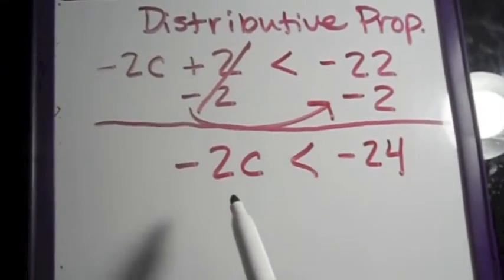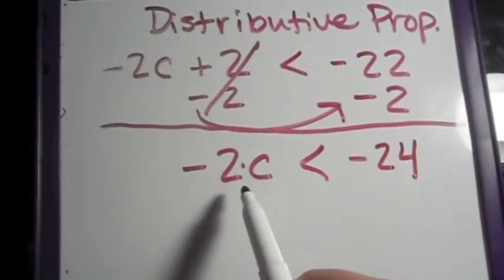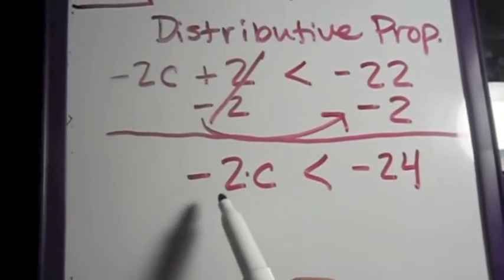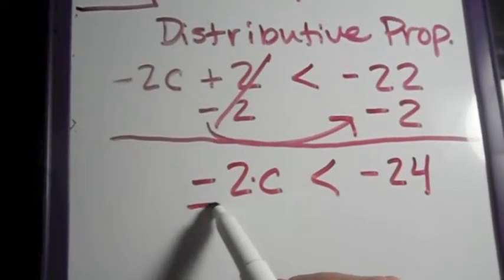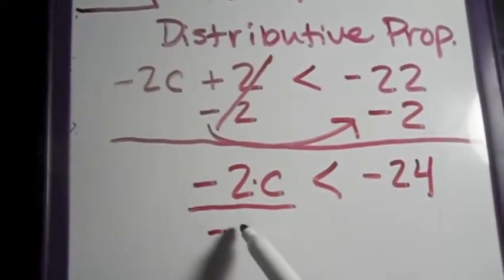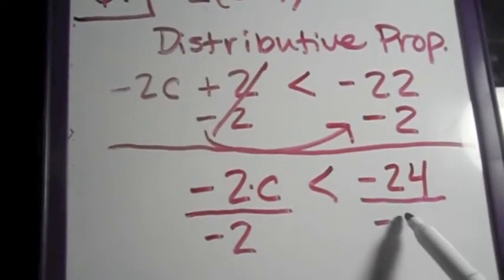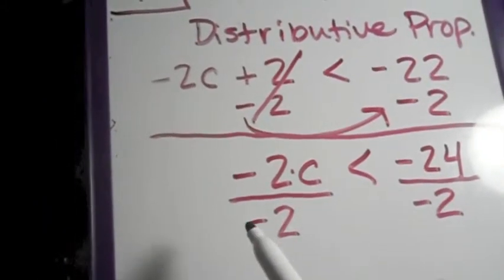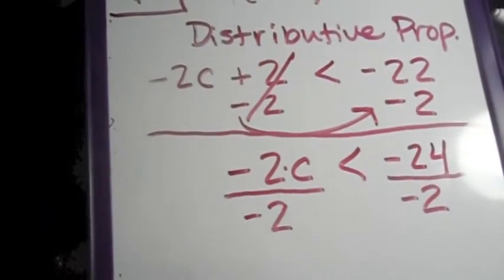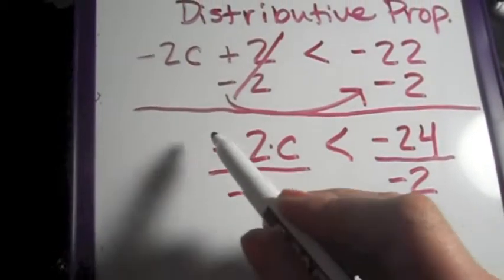How do we get C by itself? Well, right now it's being multiplied by a negative 2. In order to undo multiplication, we have to divide. Divide by a negative 2. Now that should have sent off a little bell in your head. I just said divide by a negative. If you have to divide by a negative, this sign is going to flip.